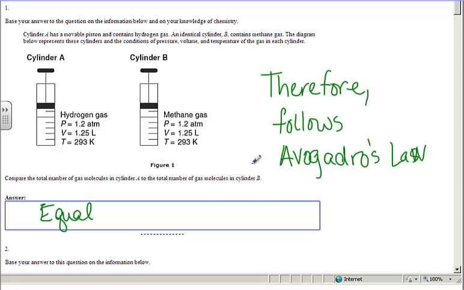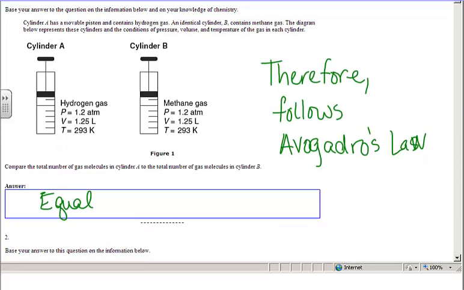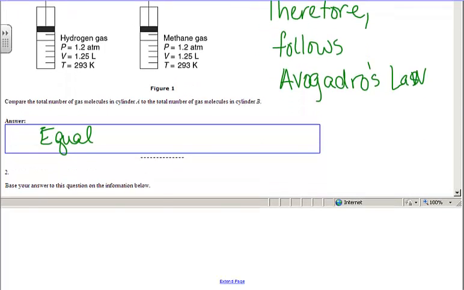So if we remember, Avogadro's law states that gases that have the same exact pressure, volume, and temperature will also have the same number of gas molecules. So if we compare pressures, volumes, and temperatures of the two gases here, we notice that they are equal. So therefore, the total number of molecules will be equal. Let's get another question here.